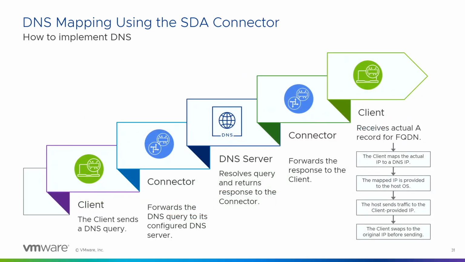So this is the same exact as before, but we go all the way to the right where we got those boxes and arrows pointing down. So when the client gets back the actual A record, before it even informs the host operating system, it's going to do a swap. We're going to take an IP address out of that secondary range that I was talking about and give that back to the host OS.